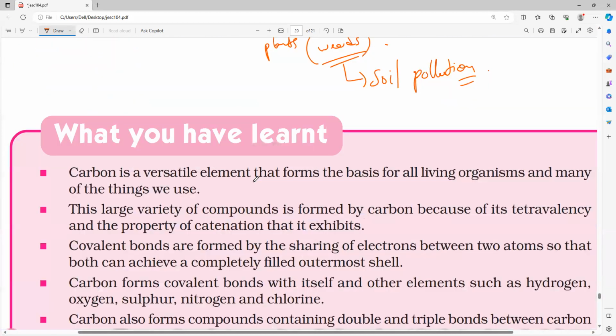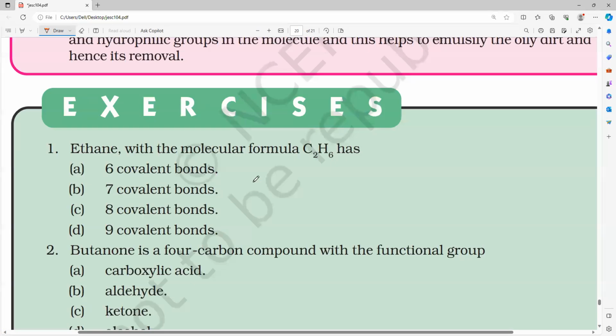In the handwritten notes that I have given, you will find the calculation of the number of bonds. In the exam, they might ask for the number of CC bonds, the number of CH bonds, or simply they will ask for covalent bonds. All of these are covalent bonds only. If they particularly ask for CC bonds, you have to say CC. If it is CH, you have to say CH. So that is what it is.